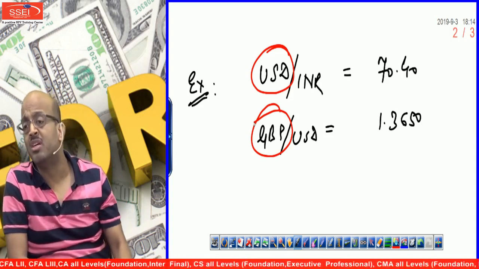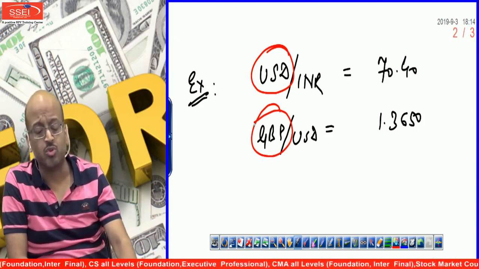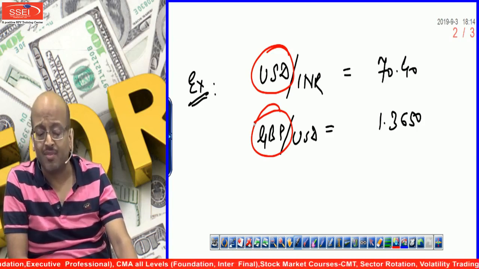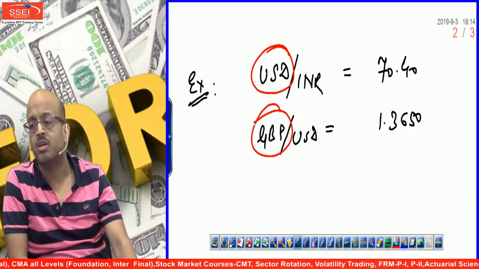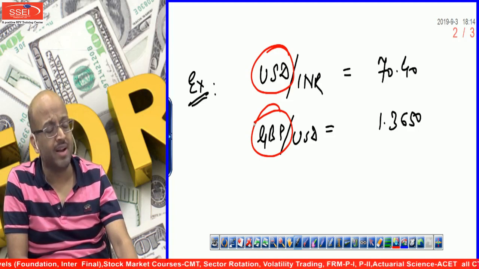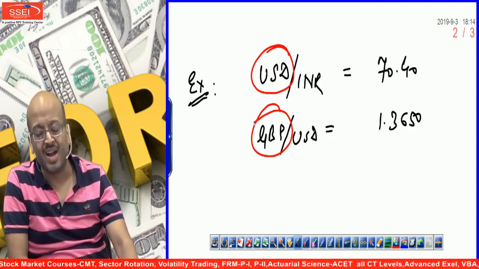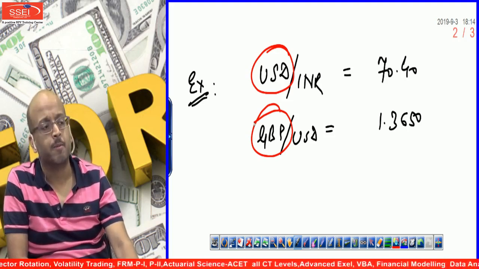You are saying how much? 5202. I don't know whether it's the correct answer or not. You were supposed to do 5 lakh divided by 70.4, that much USD, and then divide that by 1.3650, that much GBP.